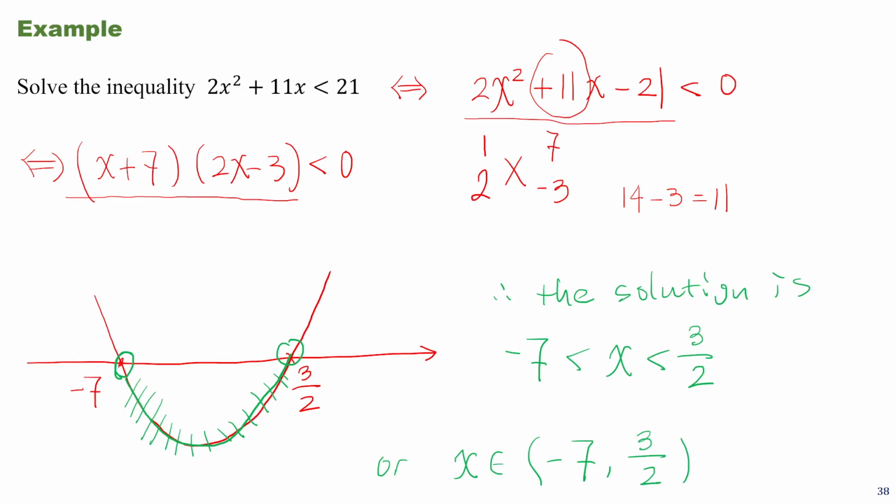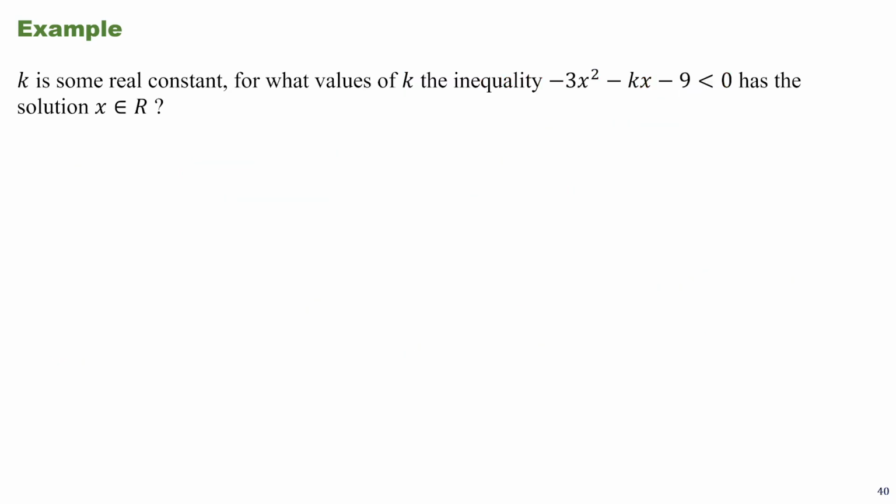Alright, so let's see one last example to wrap up this part, quadratic function. And here we have a number k. K is some real constant. For what value of k does this inequality have the solution x belongs to the real number set? Okay, I'll give you some time to have a look at this question by yourself. Let me know if you finish or if you're stuck anywhere, and then we'll have a look at the solution together, okay?